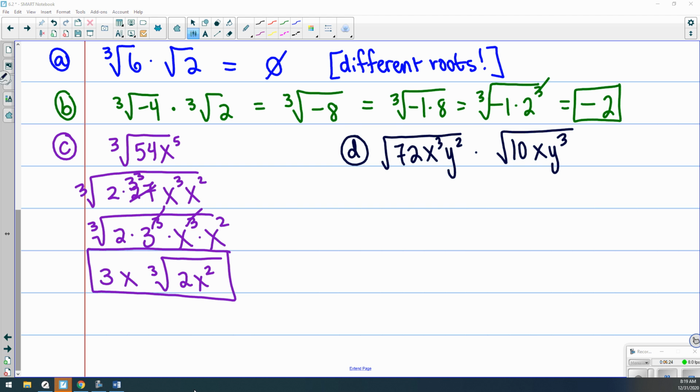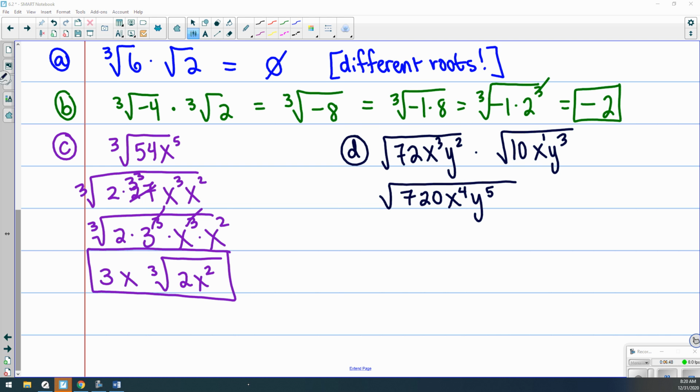Then as long as the roots are the same, and they are, square root, I can multiply everything together. So 720, 72 times 10. X to the fourth, y to the fifth. X to the third and x, I'm going to add those powers together. Y squared, y to the third, add those powers together, y to the fifth.